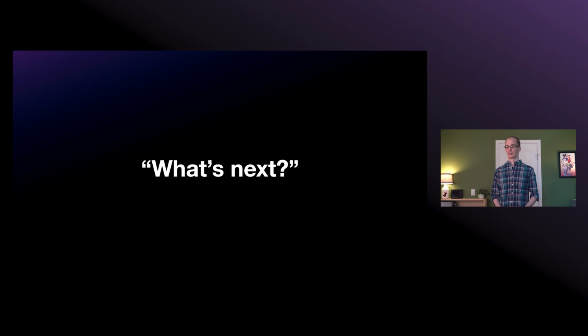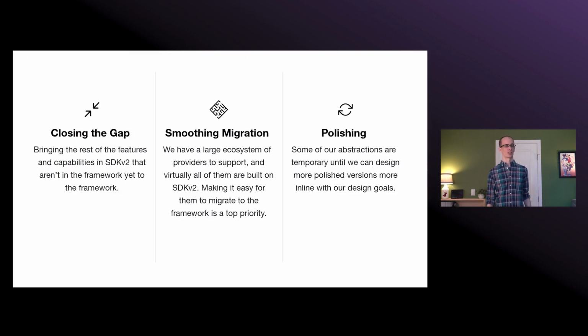What's next? What's coming next? Well, let's talk about our roadmap a little bit. First, we want to close the gap. There are some things that SDK v2 can do right now that the framework can't. There are things the framework can do that SDK v2 can't, as we've shown you today, but there are still a few features that have not made their way into the framework yet. We would like to implement those and close that gap so there's no reason left not to use the framework.